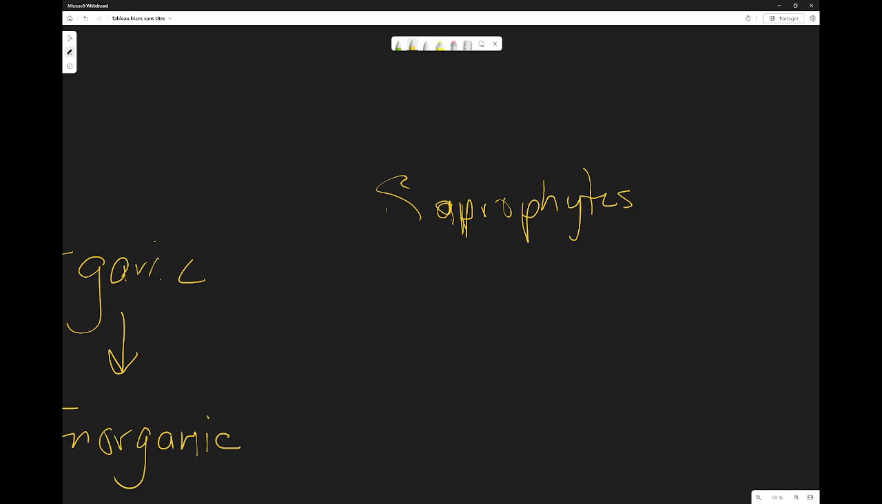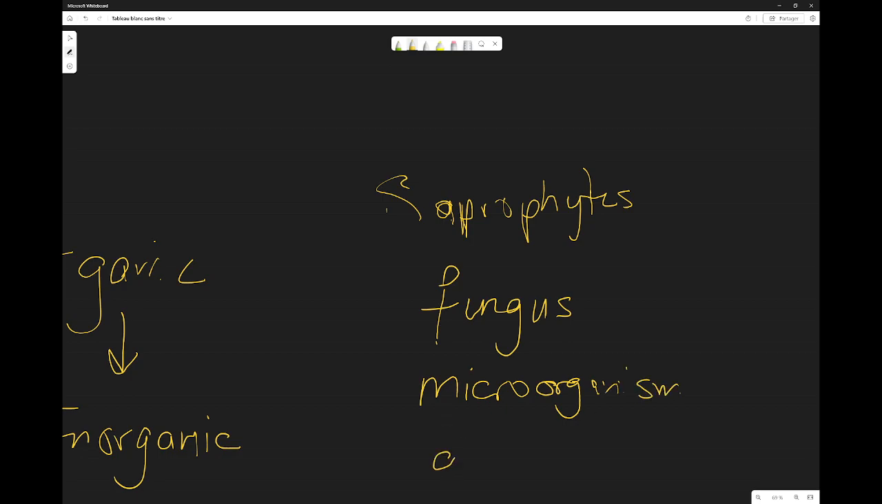And we also have another one. I know that we know all of these. So saprophytes tend to be a fungus or a microorganism, sorry, or it could be a plant too.